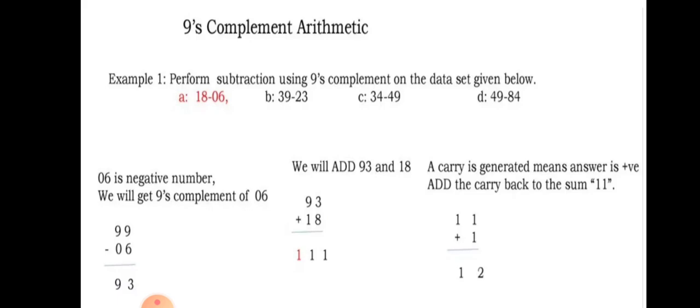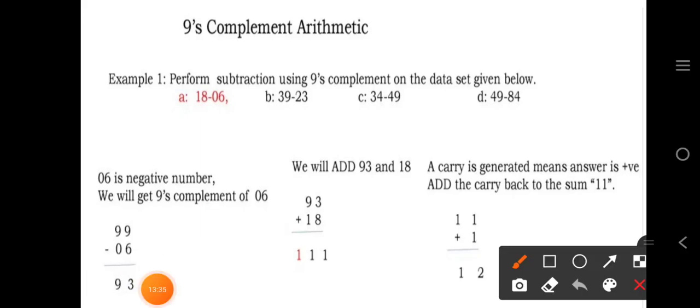Now we will see some examples to solve the 9's complement arithmetic. Here the first example is 18 minus 06. If we want a negative number 06, for that purpose we will first take the 9's complement of 06. How to take the 9's complement we have studied in the previous slide. First we have to subtract 06 from 99, you will get 93.